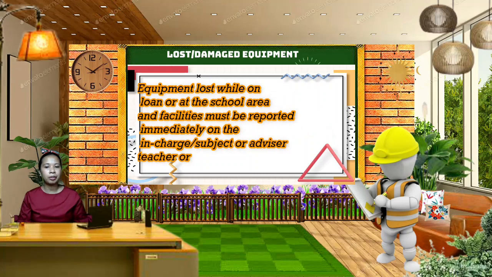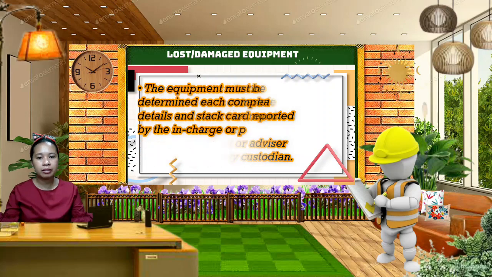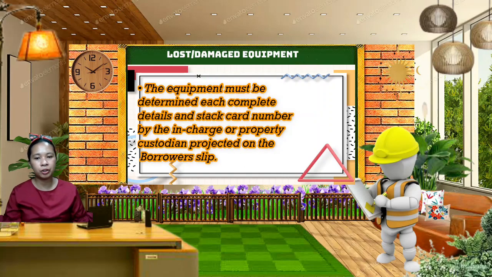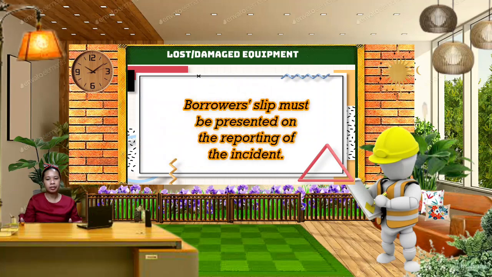For lost or damaged equipment, equipment lost while on loan or at the school area and facilities must be reported immediately to the in-charge or subject advisor, teacher, or property custodian. Next, the equipment must be determined its complete details and stock card number by the in-charge or property custodian, projected on the borrower slip. Next, the borrower slip must be presented on the reporting of the incident.